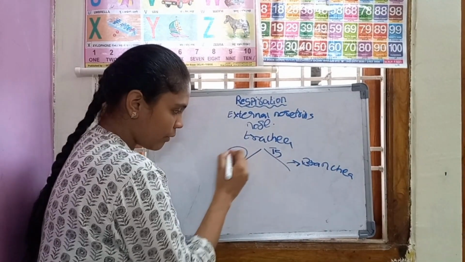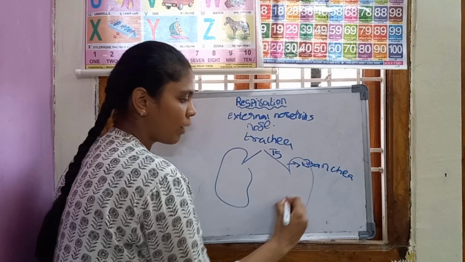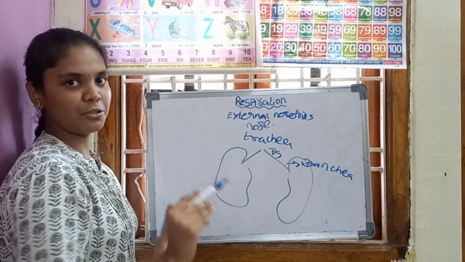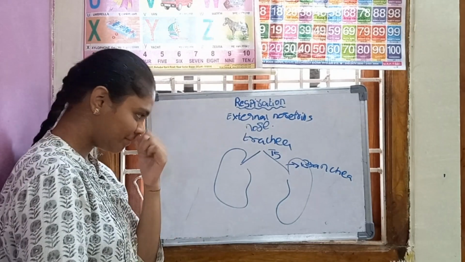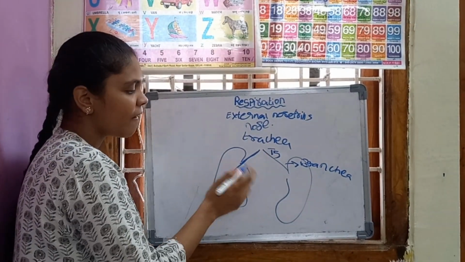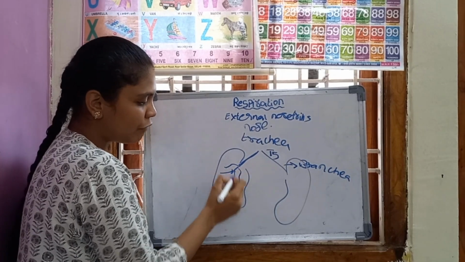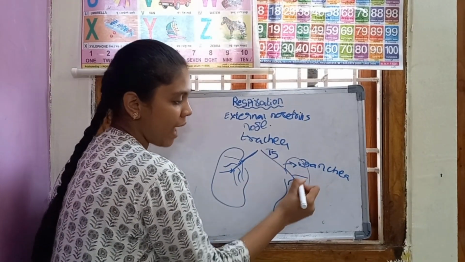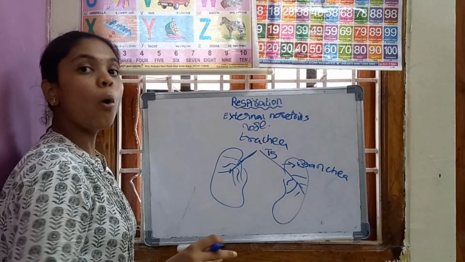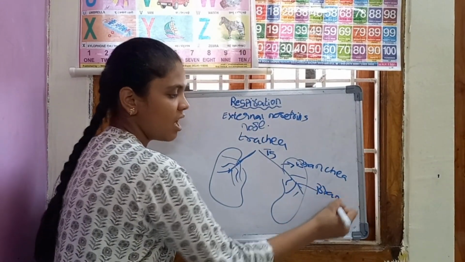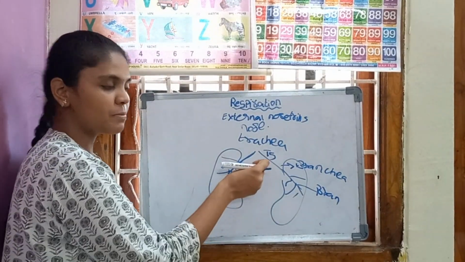Next, you can see the lungs are located like this. I know my diagrams are very bad, but you should be able to adjust with that. And these bronchi, inside the lungs, are further divided like this, which are called bronchioles. We add OLES to the bronchi. These are further smaller divisions of the bronchi.